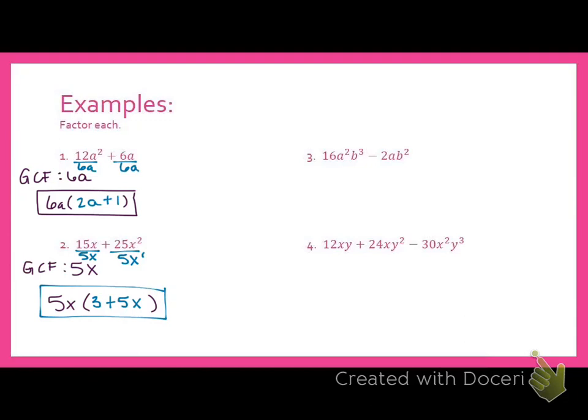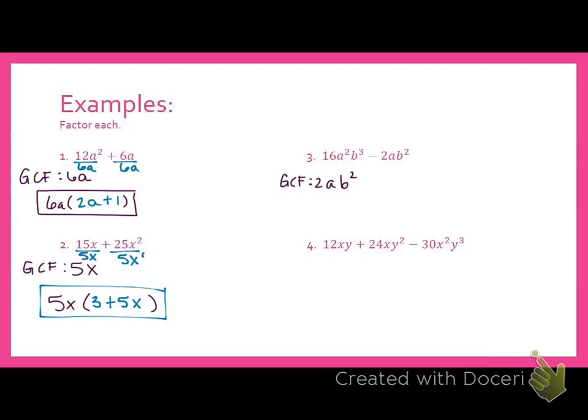Jordan, what is the biggest number and variables you can take out of number 3, the GCF? 2. The biggest number is 2. How many A's can you take? So this one has 2 and this one has 1. You can take 1. How many B's? 2. Okay, I'm going to pause here because variables tend to be confusing. Are we understanding why it's A to the first, B to the second? Anybody completely lost and need me to explain that to you again?